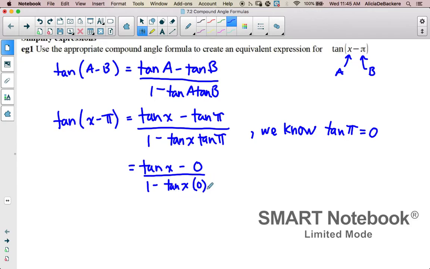Now on the bottom here, this kind of looks confusing, like what am I multiplying by 0? So I'm going to add a second set of brackets. I'm multiplying the whole tan of x times 0. And so when I simplify now, the numerator, it's just tan of x. And in the denominator, I have 1 minus 0, so I just have 1. And again, I can simplify that out to tan of x. So we made our first expression a little bit simpler.